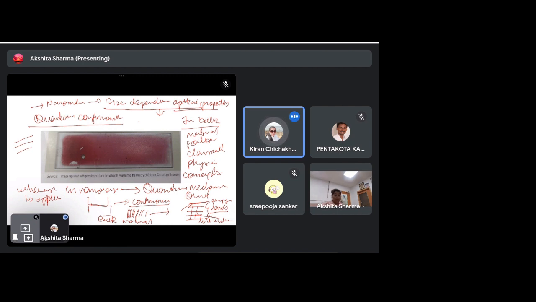So tell me, you can see I have a purple color slide. Which kind of material is it? Is it ruby? Is it copper? Is it iron? Is it gold? Or is it platinum? This is a nanomaterial. When it is in bulk, it has a different color, but since it is a nanomaterial, it is giving a different color. So which one of these is it?